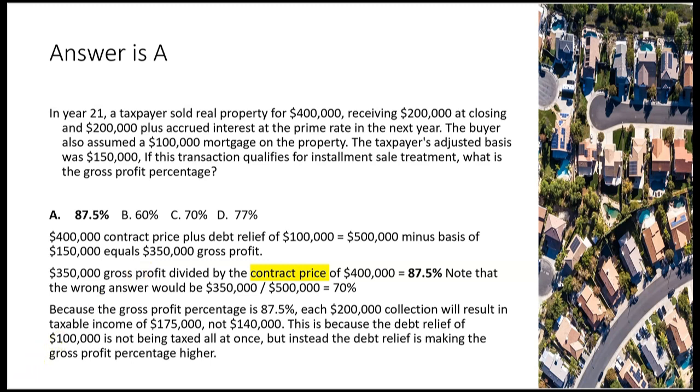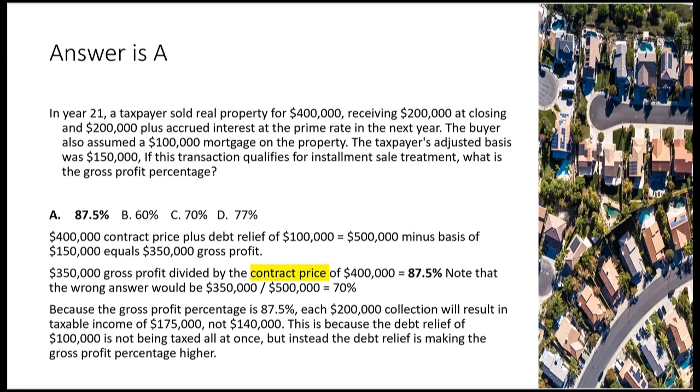Here comes the tough part. How do we determine gross profit percentage? It's usually the gross profit itself divided by the selling price. Take the $350,000 gross profit and divide by the contract price of $400,000, not the $500,000 total amount realized. And when you divide $350,000 by $400,000, you get 87.5% for the gross profit percentage. And that happens to be answer choice A. Note that the wrong answer would have been $350,000 divided by $500,000. That would have been 70%.